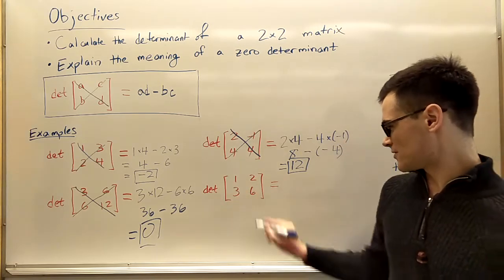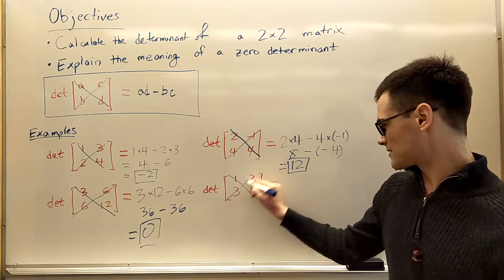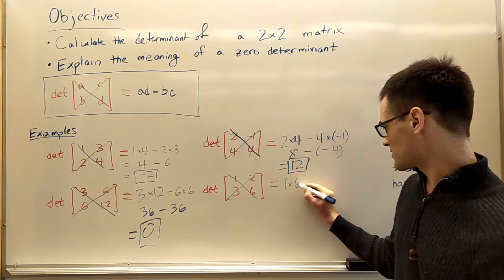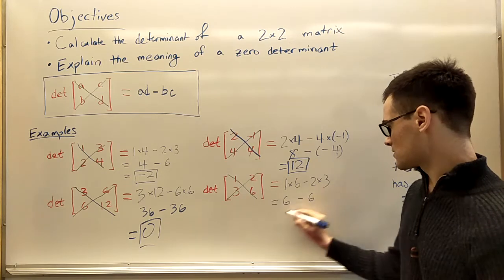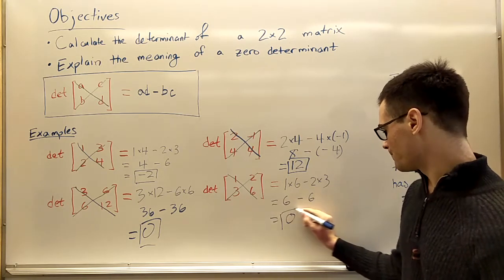All right, so for this last one now, we have this minus that. That's 1 times 6 minus 2 times 3. We've got 6 minus 6, and we get 0.